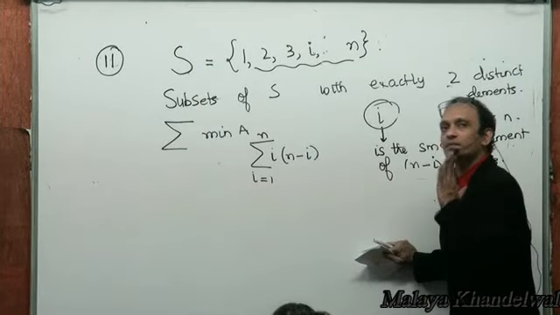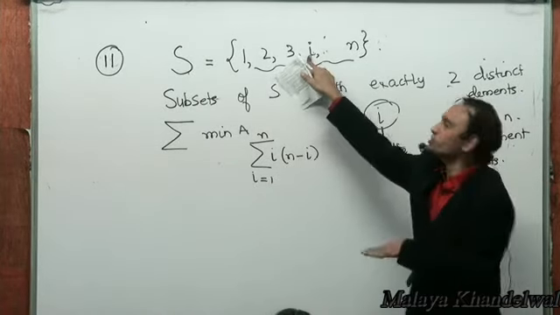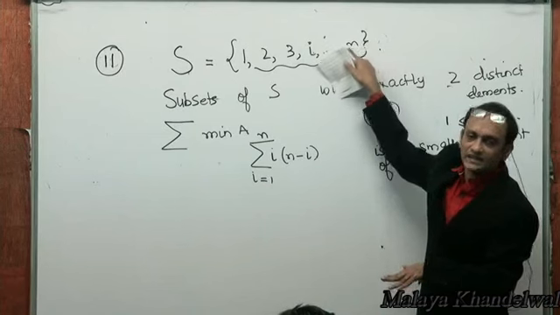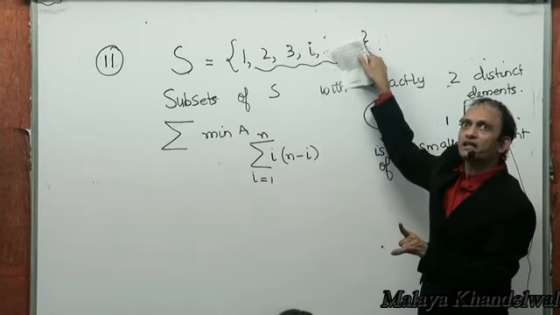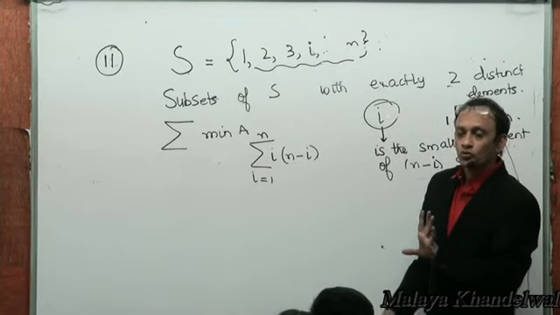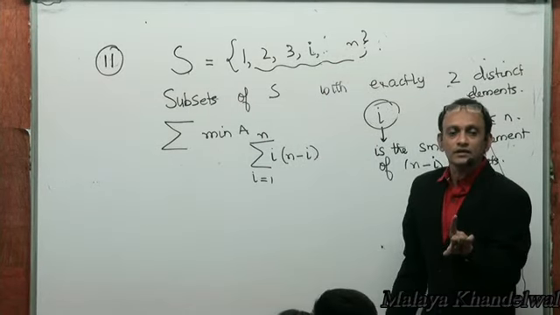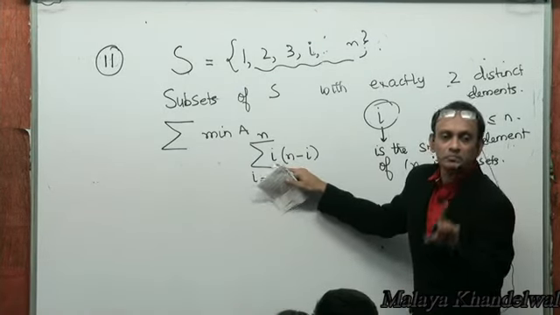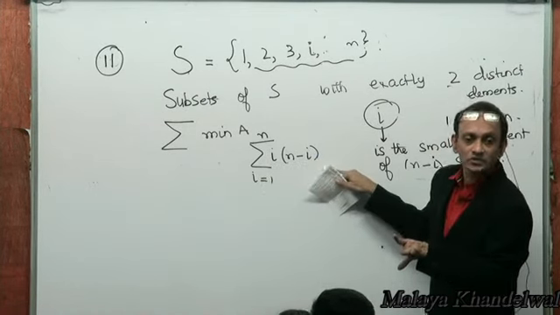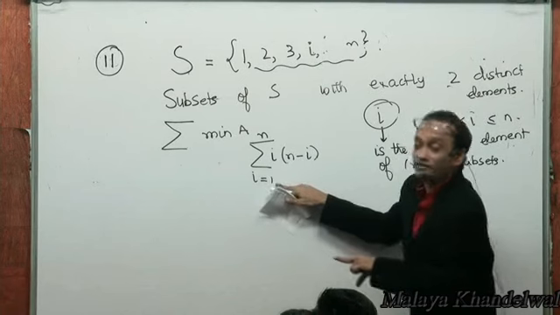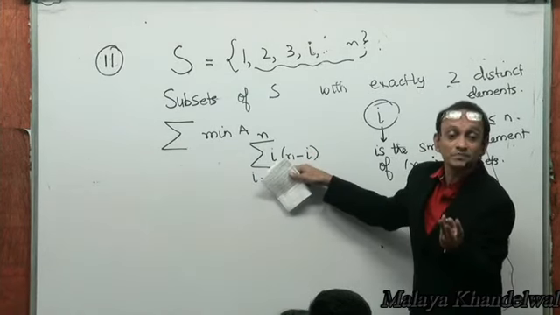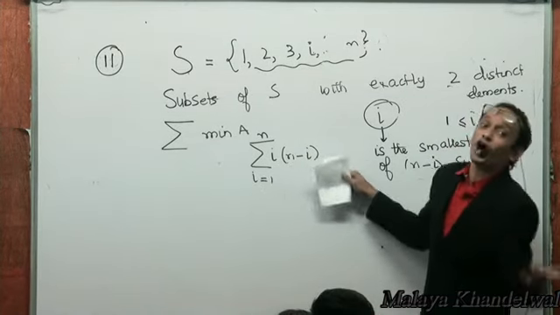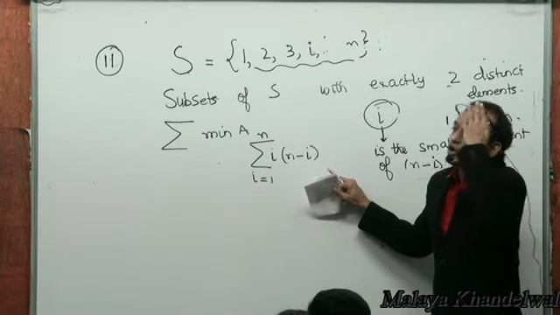I select all subsets in which i is the smallest element. In those subsets, the second element has to be after i. There are n minus i ways of selecting the second element. That means there are n minus i subsets in which i is the smallest. If you add up all their minimum values, i plus i plus i, how many times? n minus i times. So that is i into n minus i. But i could have been 1, i could have been 2. This will give me subsets with 1 as the smallest element, subsets with 2 as the smallest element, and so on and so forth. I need to add all of them. This is what I'm seeking to do.